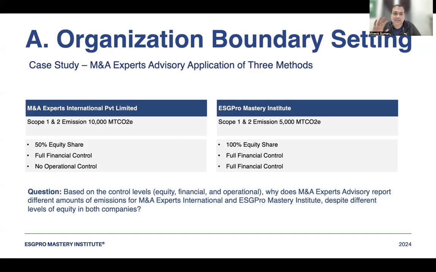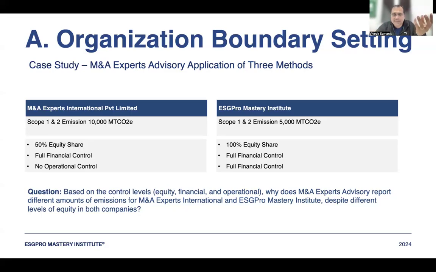Okay, let's start with the first part, which is organizational boundary. This one I will explain with another example. This is another case study, and I brought my own company as a case study here. It is all about organizational boundary, which refers to the limit within which emissions are measured. M&A Experts Advisory has three categories. You have to first understand that.